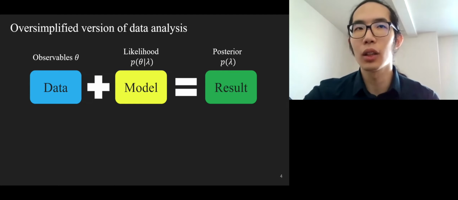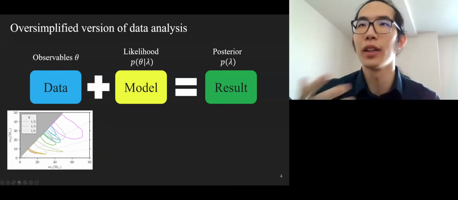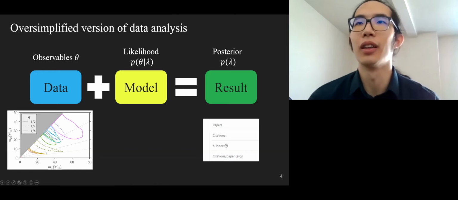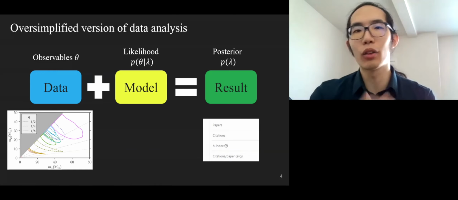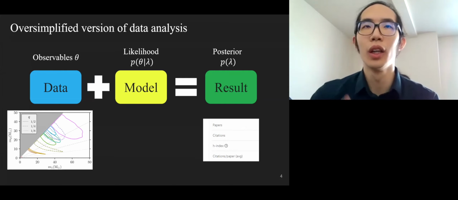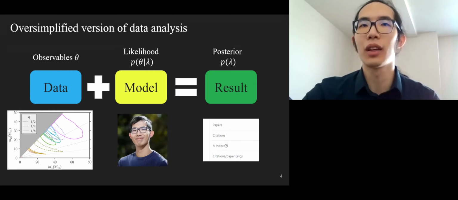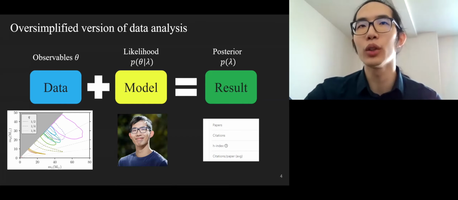Okay, so to put this into context, the observable could be the distribution of an event. And the result is a paper, citation, whatever, these kinds of products. Most of the work that graduate students, postdocs, and faculty do is in the likelihood, is building the model. Of course, there are instrumentalists dealing with the data for us, that is great. For us, our job is to build a likelihood, to understand the physics from the data. Okay, so how do we do that?